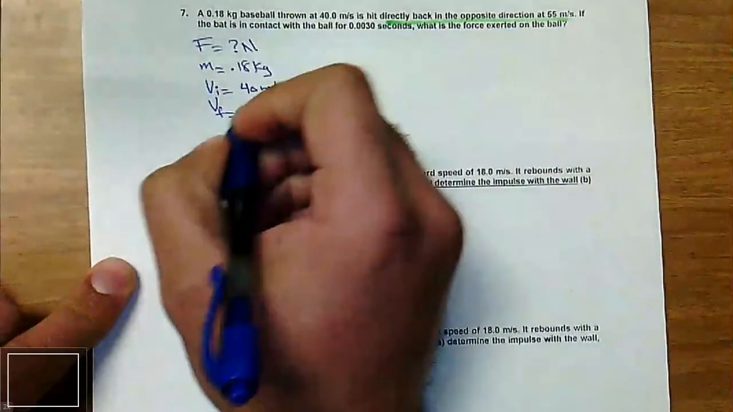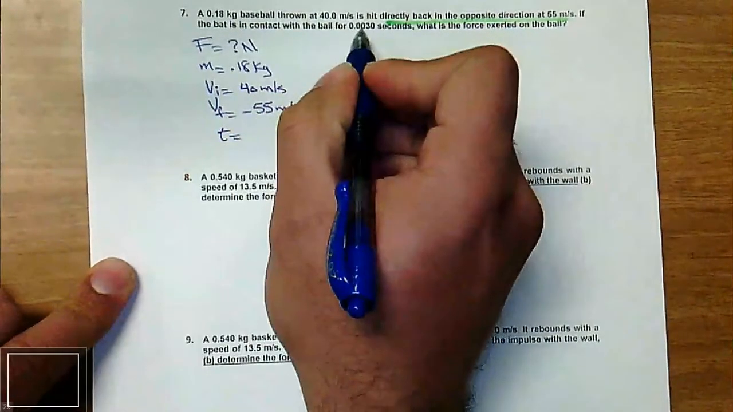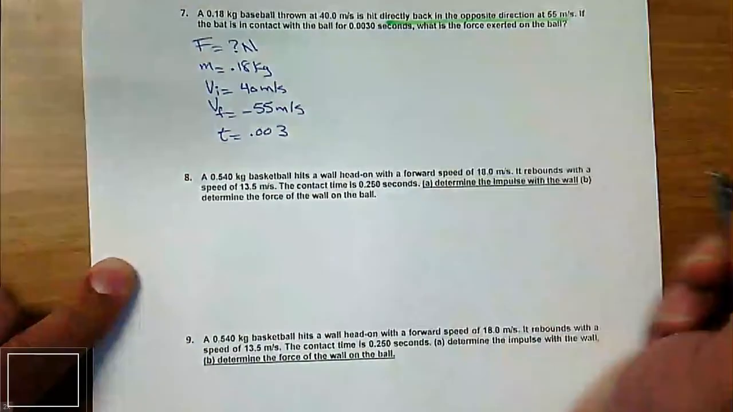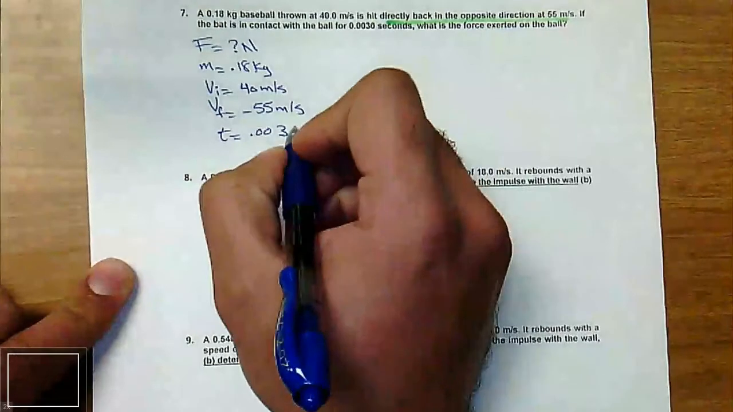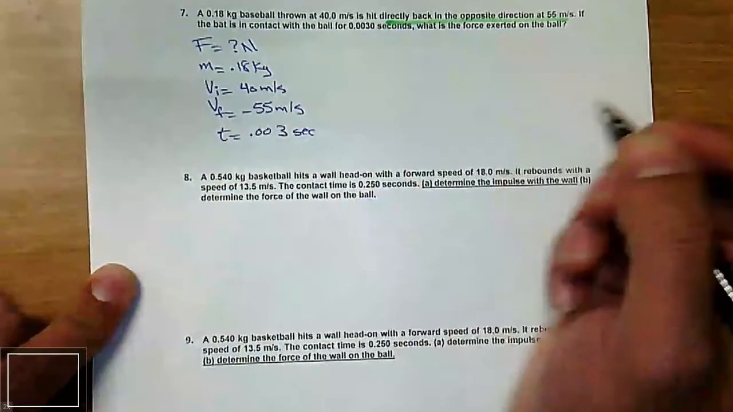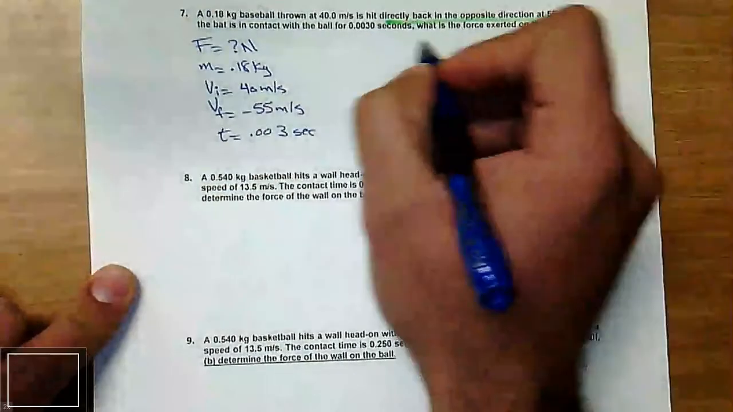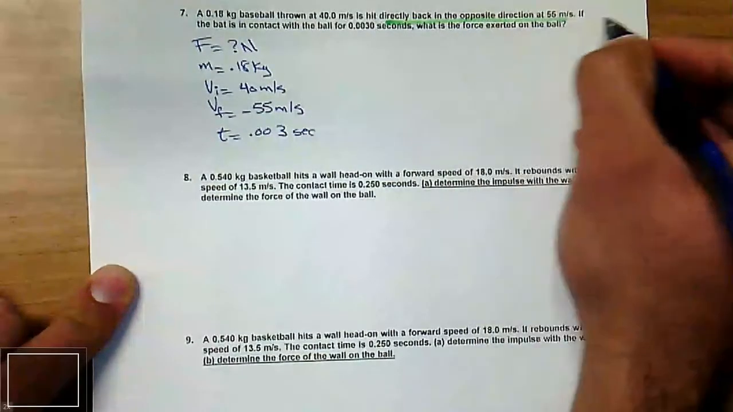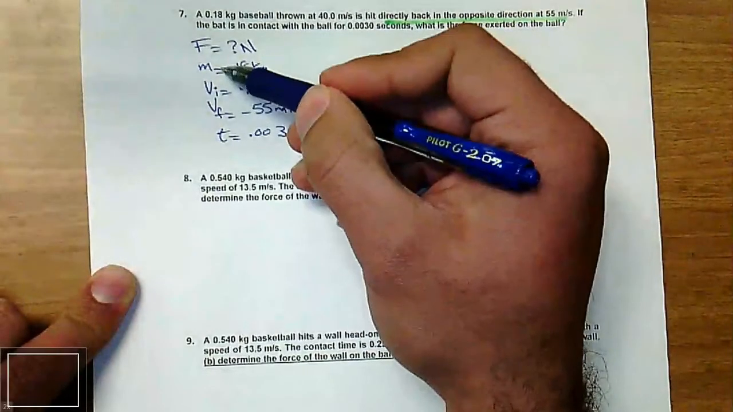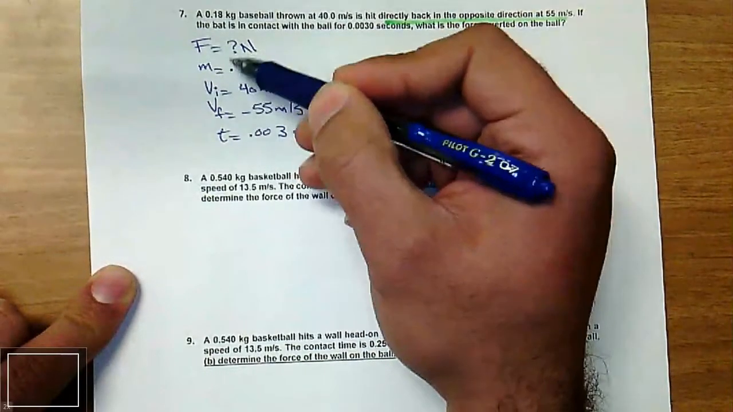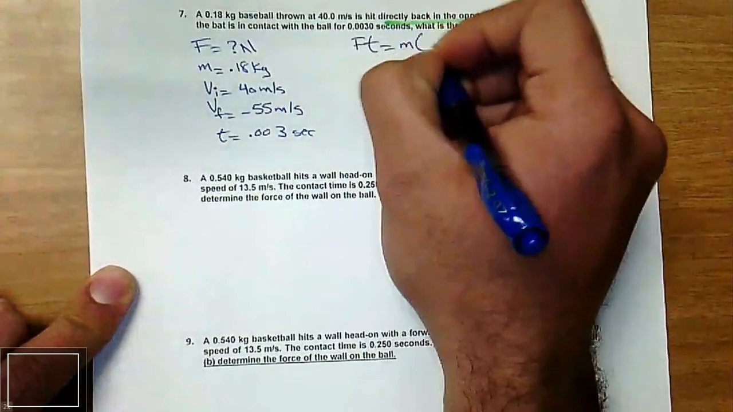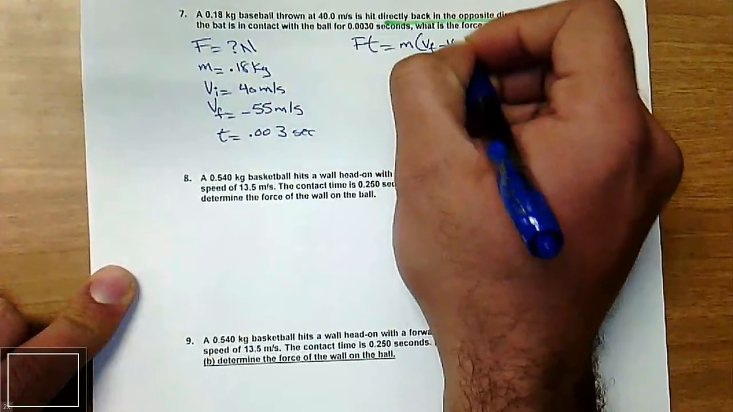And the time of contact, T, is equal to 0.003. Again, these are going to be very small numbers, so make sure that you're paying attention to all the little zeros. So 0.003 seconds. And again, when we use our long equation, J is equal to FT is equal to M times VF minus VI, we only need what we have. And we have M, VF, VI, T, and F. So we're going to use FT is equal to mass times VF minus VI.